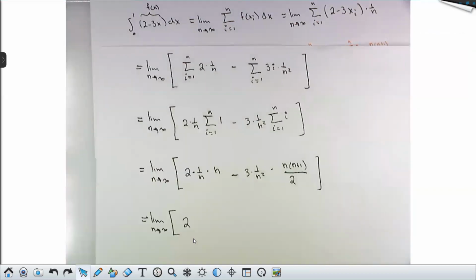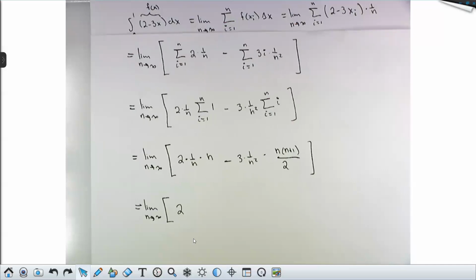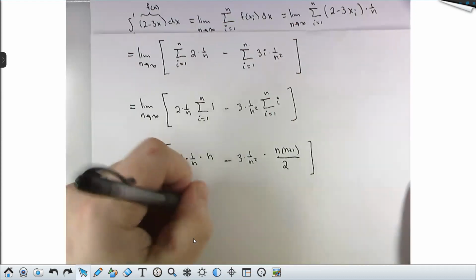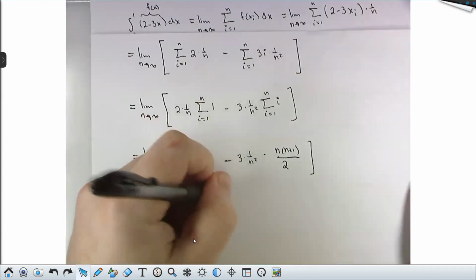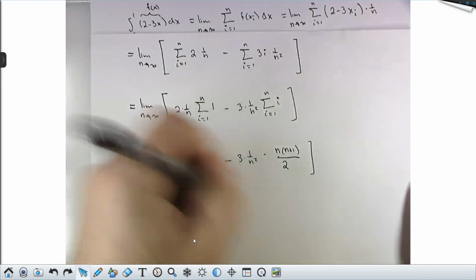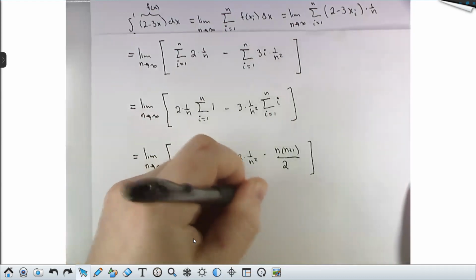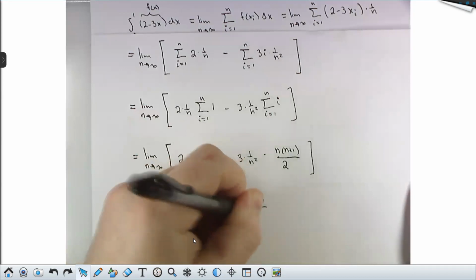One over n times n is just 1. 2 times 1 is 2. I think the most natural way to write that second piece is 3 times n plus 1 over 2n squared.